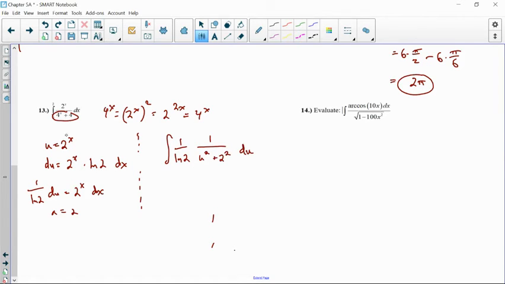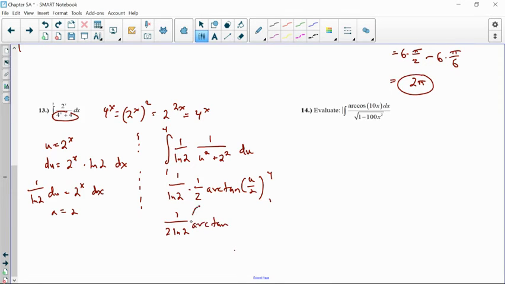And then since u was 2 to the x, 2 to the 0 is 1, and 2 to the 2 is 4. So then this becomes 1 over natural log of 2, and then this is arctangent, so it's 1 over a, so 1/2, and then it's arctangent of u over a, so u over 2, when evaluated from 1 to 4. So then, erase this here. So this 2 can go with this, so we can make it 1 over 2 natural log of 2. If you want to make that 1 over natural log of 4, that's fine.